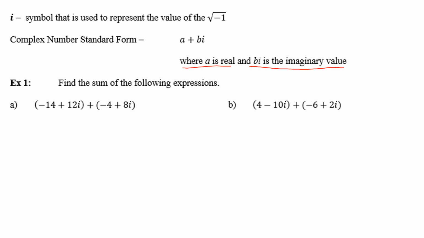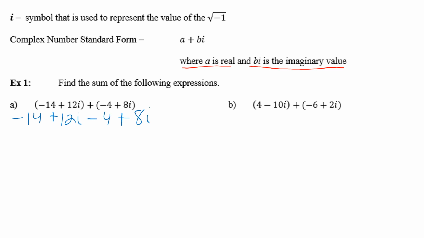So, Example 1. Find the sum of the following expression. Looking at A, we have the quantity -14 plus 12i plus the quantity -4 plus 8i. If you'll notice in front of the first set of parentheses, there's no visible value, so we know it's a 1. Distributing everything inside by 1 won't change anything. The second set of parentheses also has a positive 1 out front, so same thing. We can rewrite the entire thing, just eliminating the parentheses. So we have -14 plus 12i, and then -4 plus 8i.